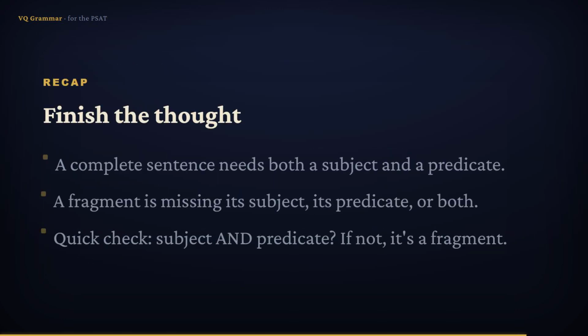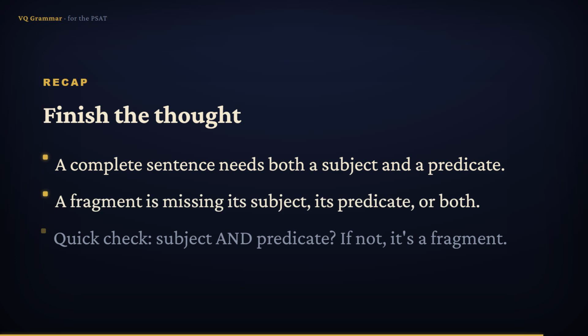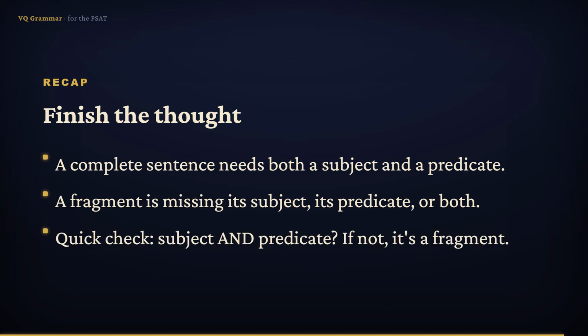Let's wrap up. A complete sentence needs both a subject and a predicate, a who or what, plus something said about it. A fragment is a word group missing its subject, missing its predicate, or missing both, so it never finishes the thought. Your quick check is simple. Does it have a subject and a predicate? If not, it's a fragment. Next time, we'll look more closely at those subjects and predicates themselves. Great work!